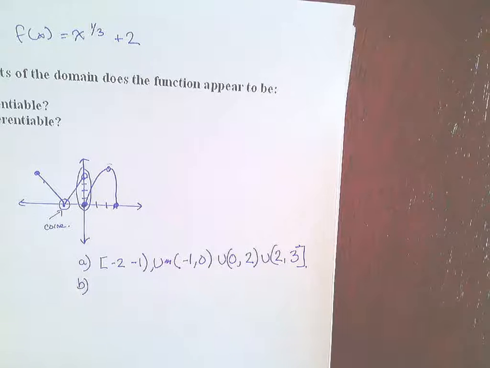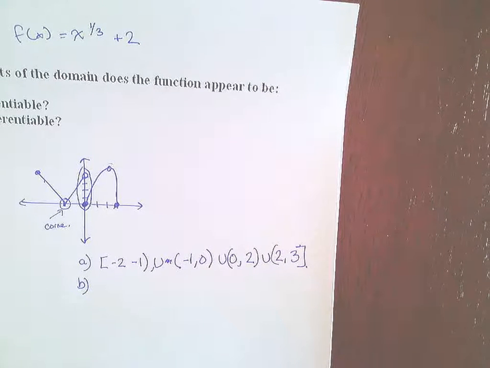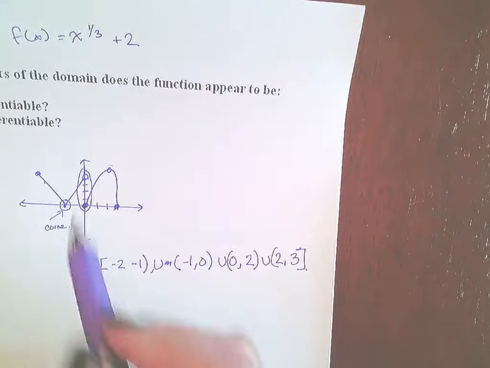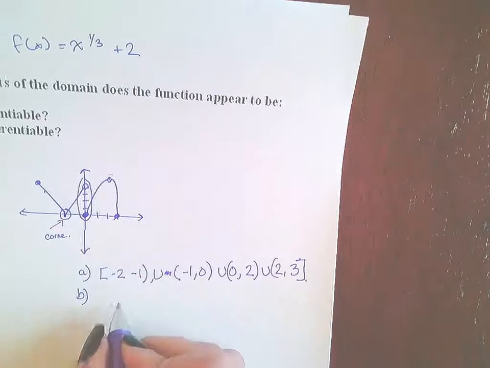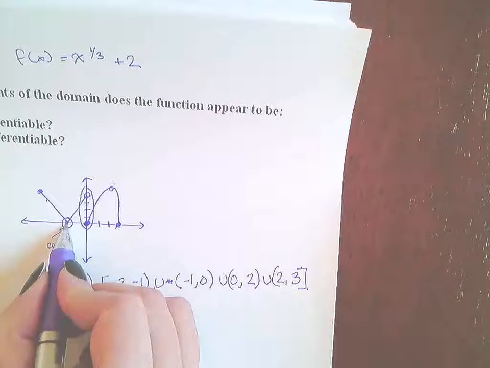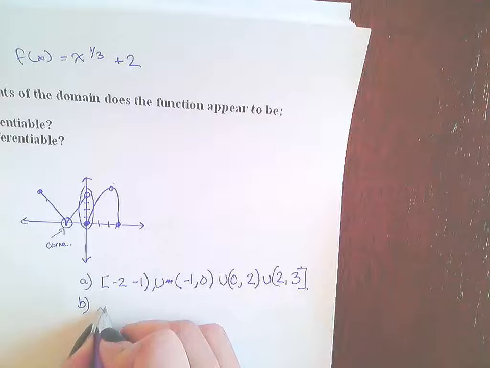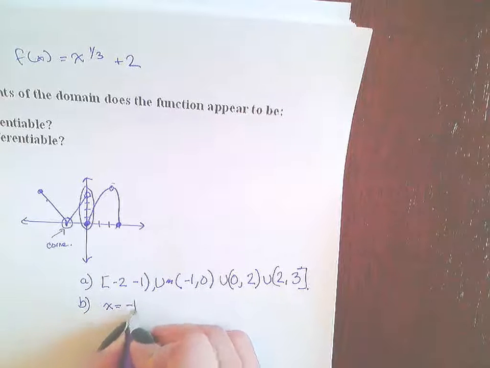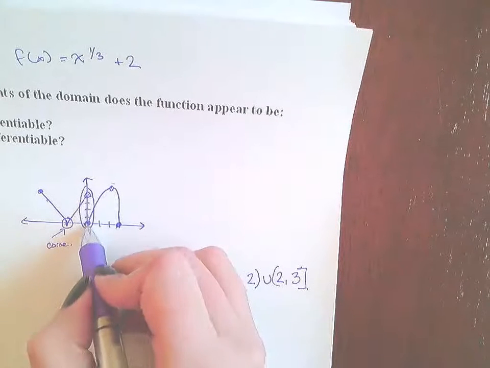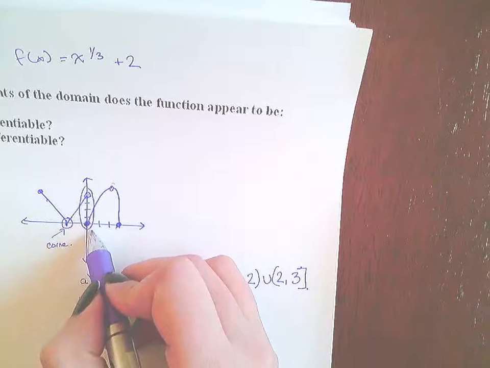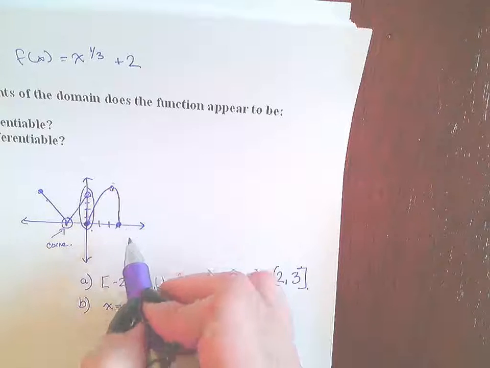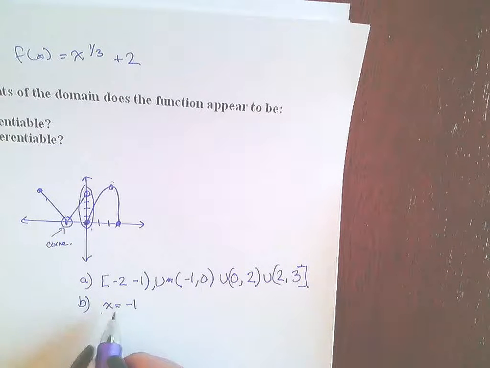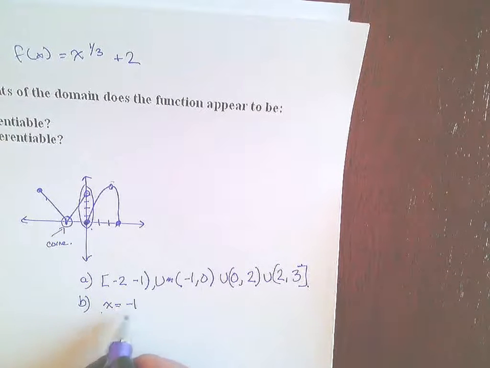So part B says, where is the graph continuous but not differentiable? So we said it wasn't differentiable here, but it is continuous here. So at x equals -1, now it's not continuous here and not differentiable. It's not continuous here and not differentiable, and that's it. So this is the only place where the graph is actually continuous but not differentiable.